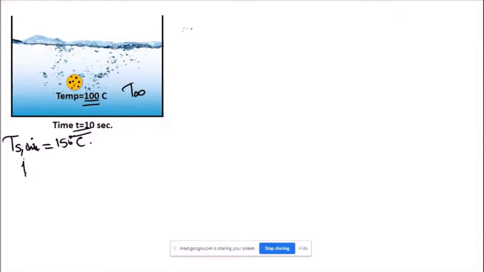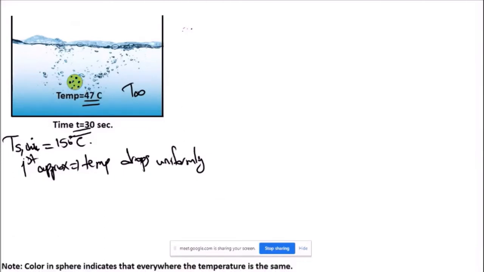So this will be the first approximation. The first approximation is that the temperature drops uniformly in the body. Okay. So the temperature drops uniformly. Then you have 70 degrees Celsius, but as we have said, it is the same everywhere. Then you have 47 degrees Celsius, and it is the same everywhere. So if I have T surface here, which is 47, that T surface is also here 47. Okay, it is a uniform temperature drop.